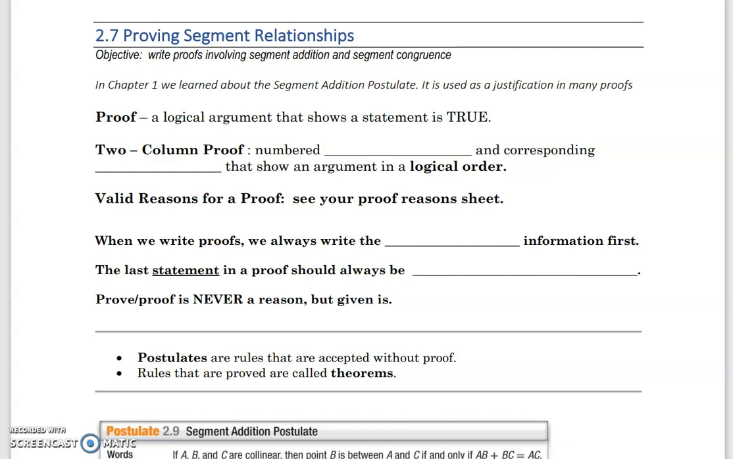So now we're going to put all of those proof reasons into play here. A proof is a logical argument that shows a statement is true. A two-column proof, we already talked about, has numbered statements and corresponding reasons. Just like in our algebraic proofs, it works for our segment and angle proofs as well. For valid reasons, we can see that proof sheet for all of our valid reasons.